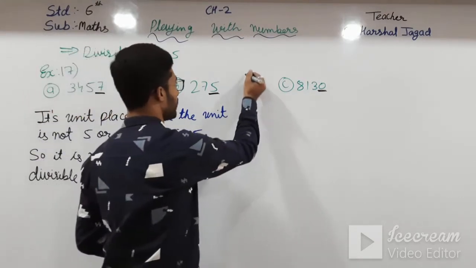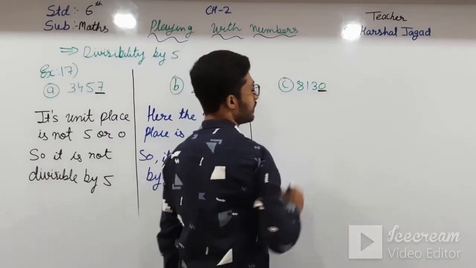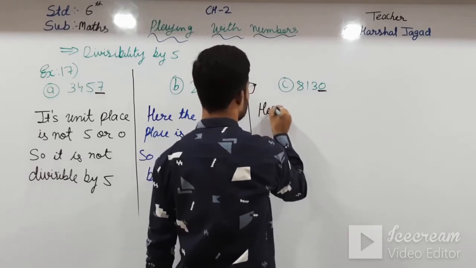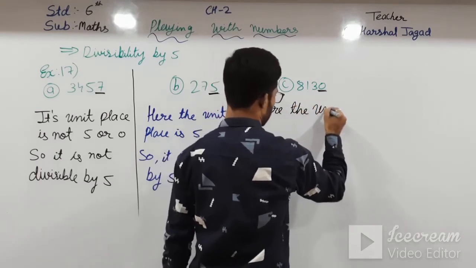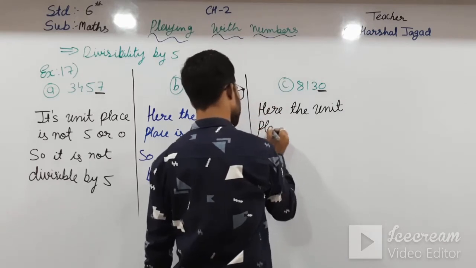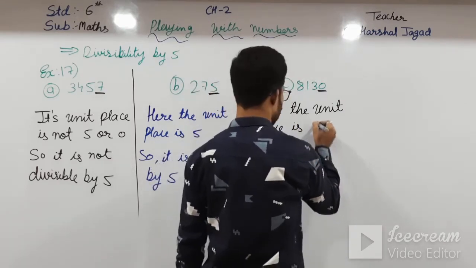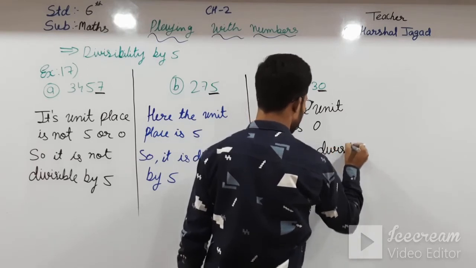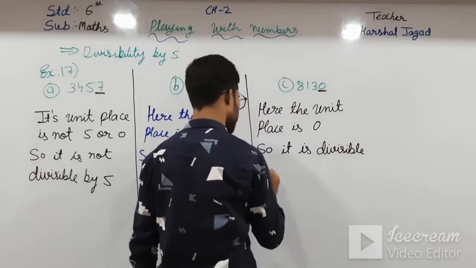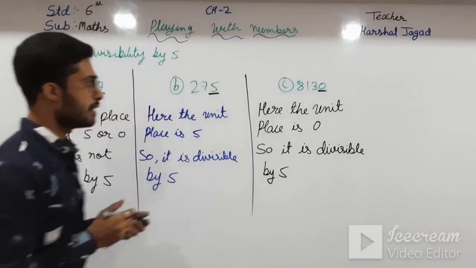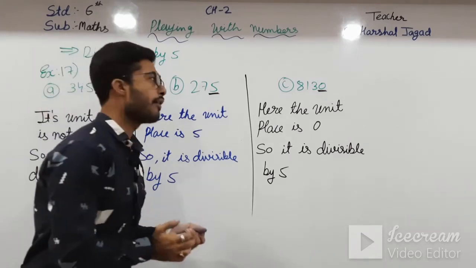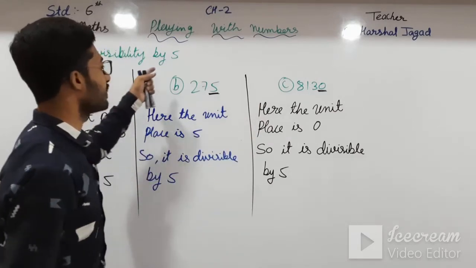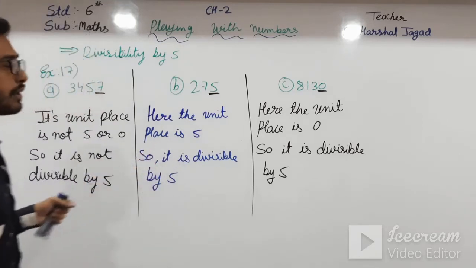And going to the third one, that is C, here also the unit place is 0, so here you can write the unit place is 0, so it is divisible by 5. Okay students, please note down this. We all know divisibility by 5. If in the unit place there is 5 or 0, then only is this number divisible by 5. Okay students, please note down this.